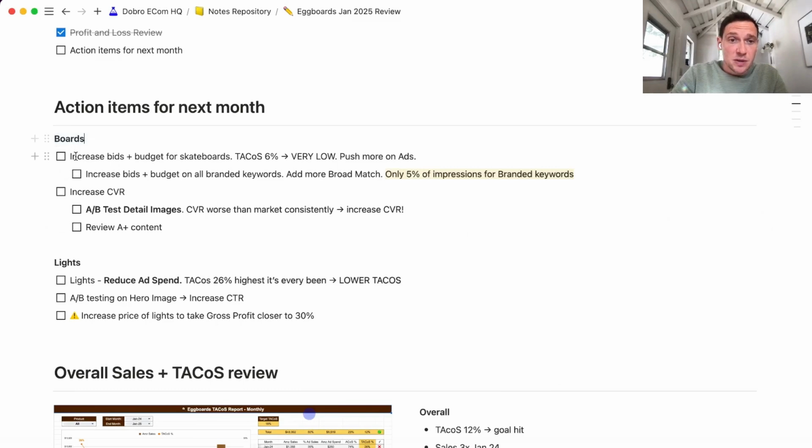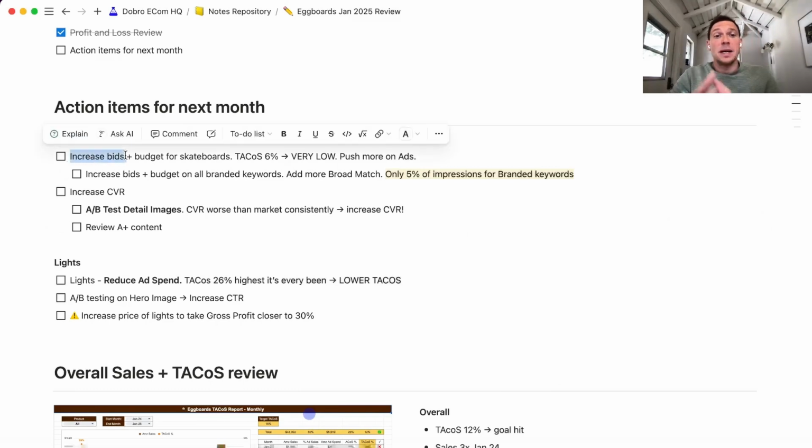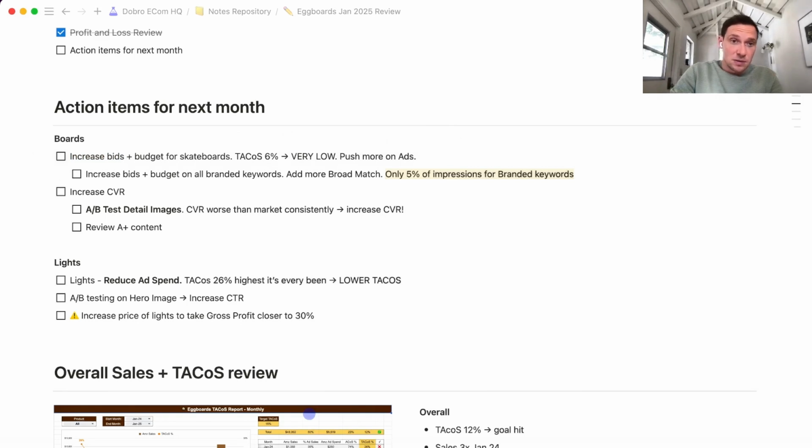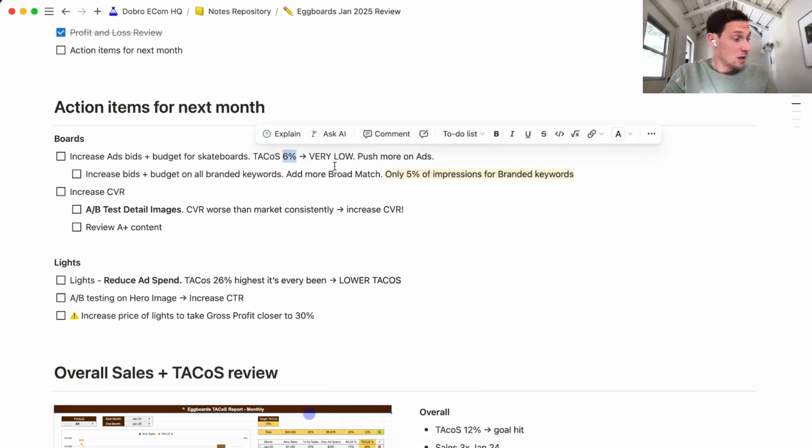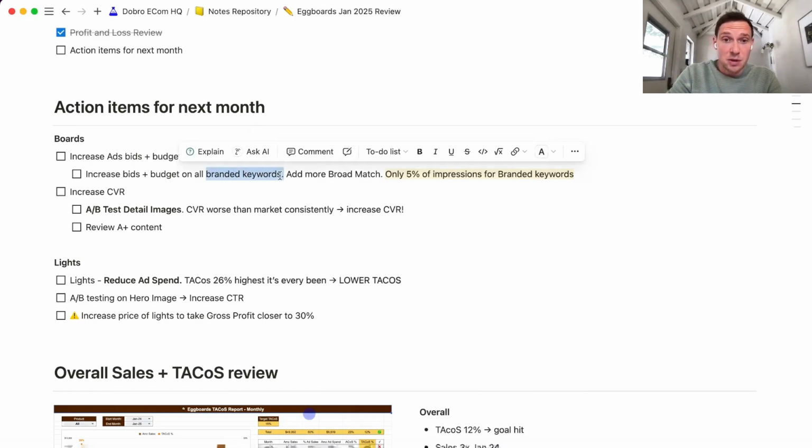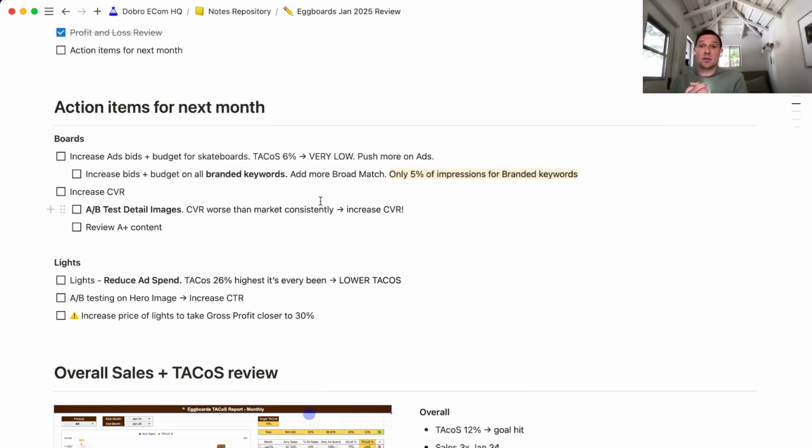For my skateboards, I will increase bids and budget for the advertising. Let's say ads, bids, and budget. Why? Because my current TACOS is 6%, which is low, and I can instead push more to gain higher rankings. In particular, I want to do it on the branded keywords. Why? Because I only own 5% of the impressions for those keywords organically, and I want to have my ranking higher so I show up more.